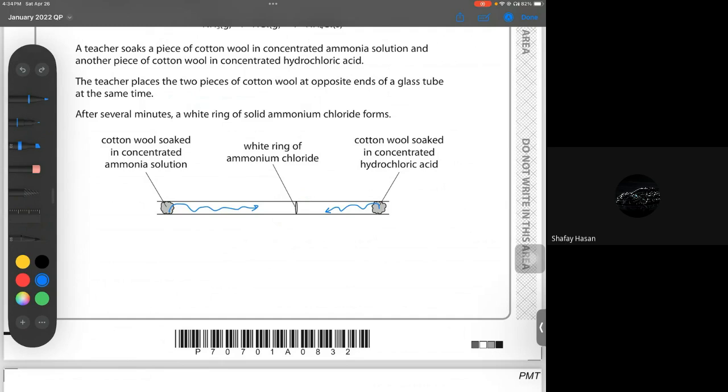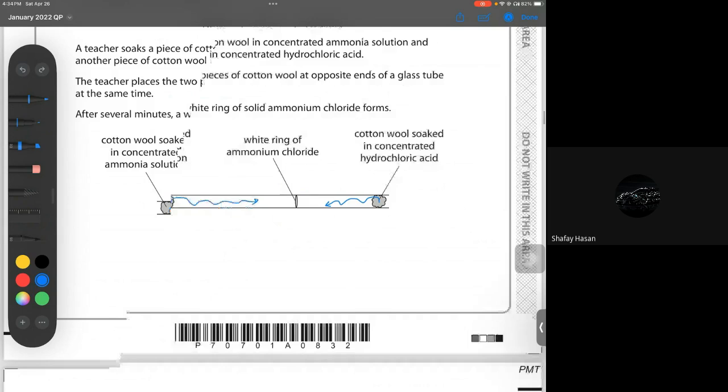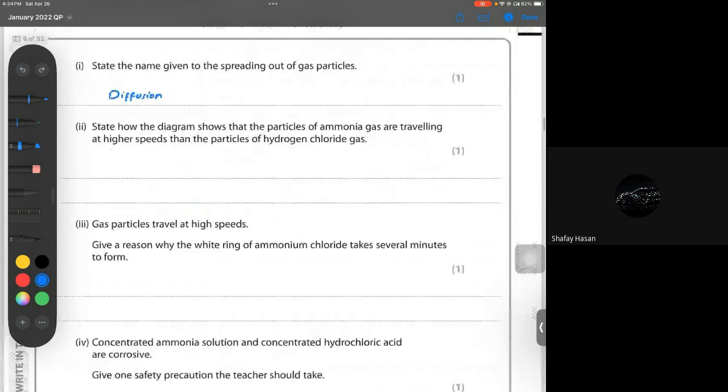Ammonia travels further. Ammonia travels faster. HCl is not going to cover a long distance as compared to ammonia. It shows that the speed of ammonia was higher. That's the reason. At the same time, ammonia has covered more distance. It's very simple.